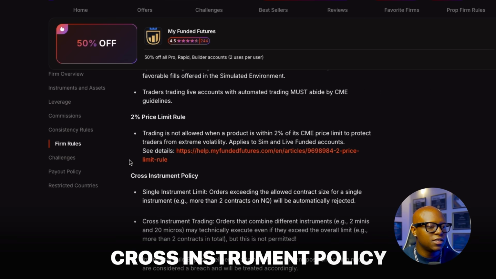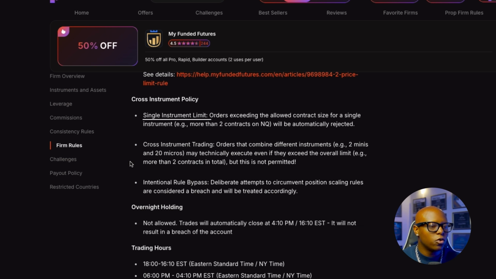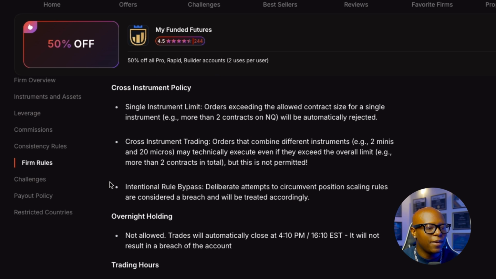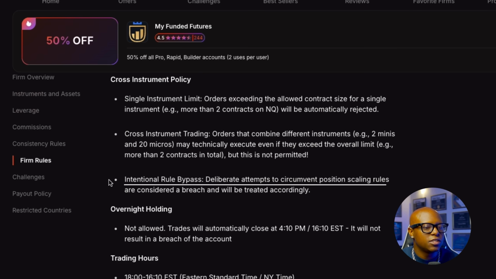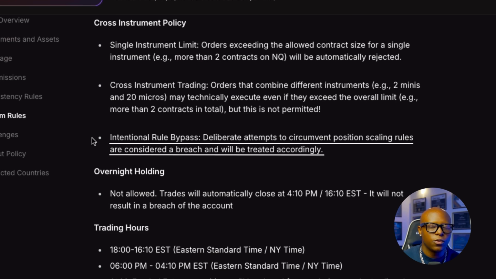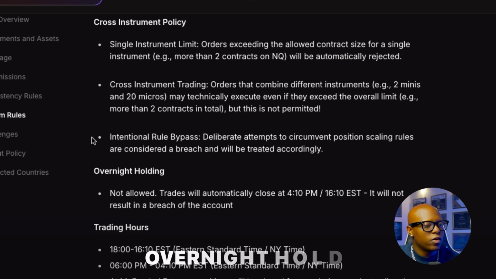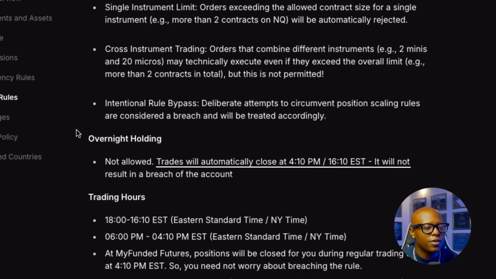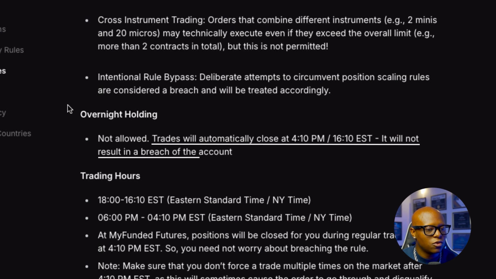Cross instrument policy, single instrument limit: orders exceeding the allowed contract size for a single instrument, for example, more than 2 contracts on NQ, will be automatically rejected. For cross instrument trading, orders that combine different instruments may technically execute even if they exceed the overall limit. For international rule bypass, deliberate attempts to circumvent position scaling rules are considered a breach and will be treated accordingly. Overnight holding is not allowed. Trades will automatically close at 4:10 p.m. Eastern Standard Time, and it will not result in a breach of the account.